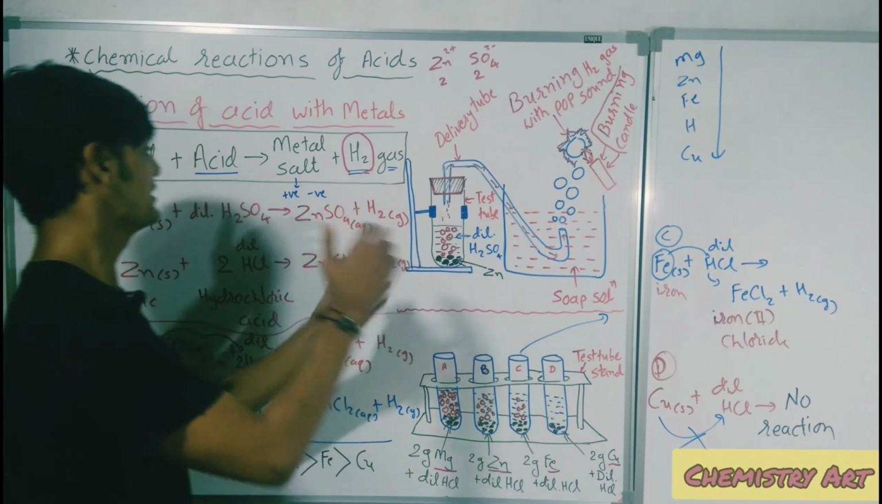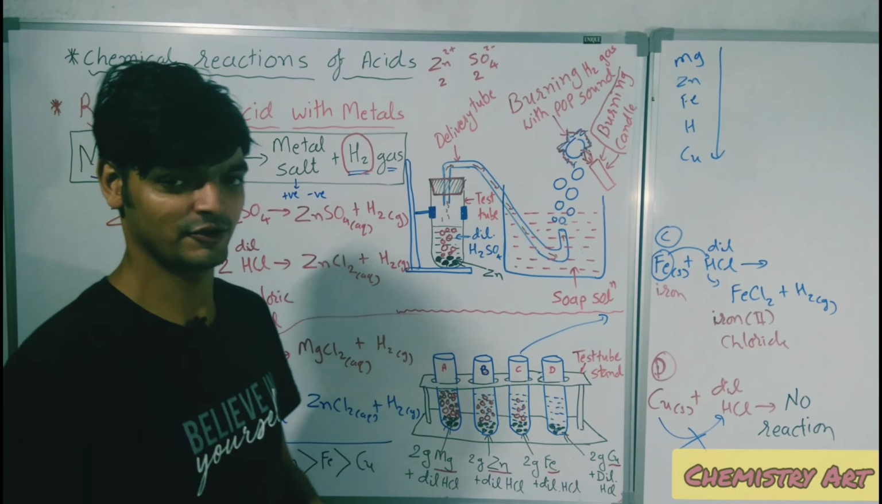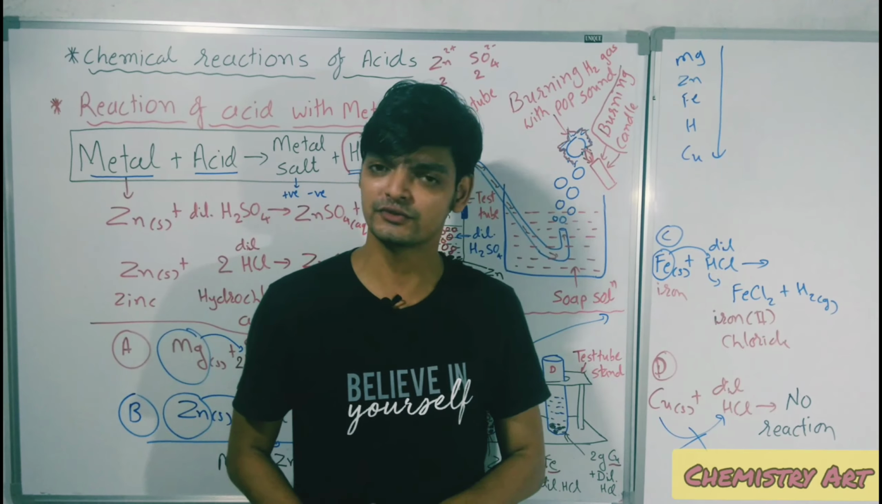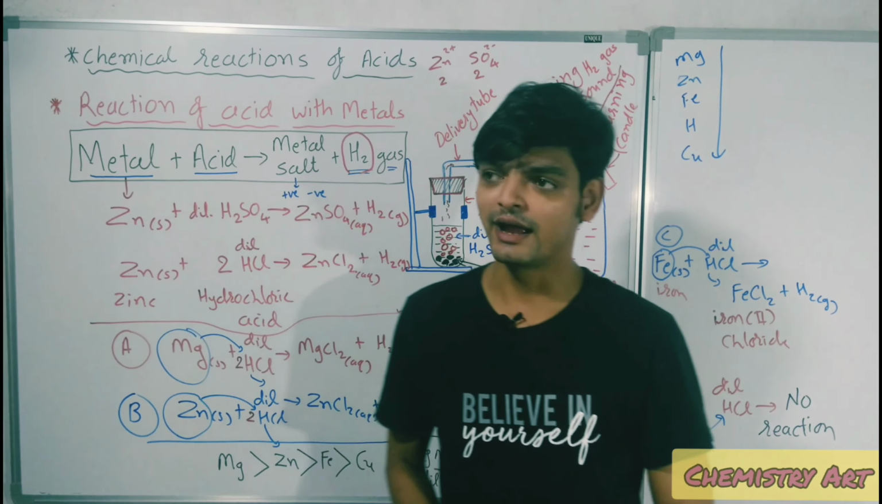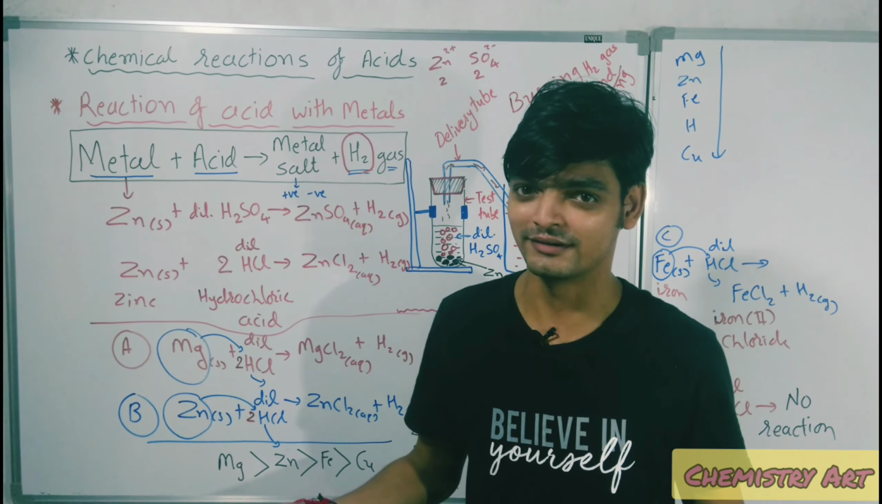So this is one reaction: acids commonly react with metals to form hydrogen gas. We will discuss other chemical properties of acids in my next video, so don't forget to watch it, and let me know whether you understood or not, because it's very important.